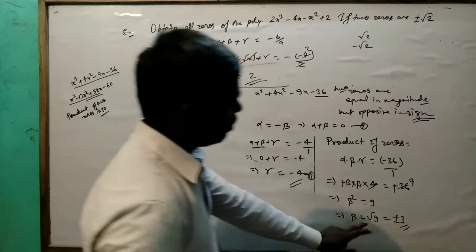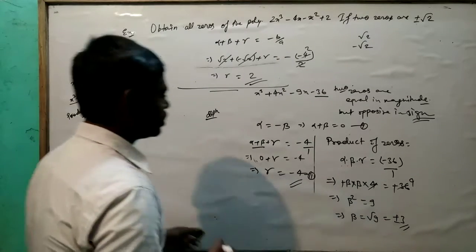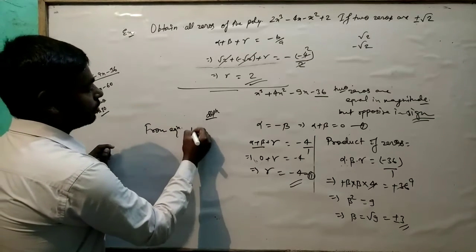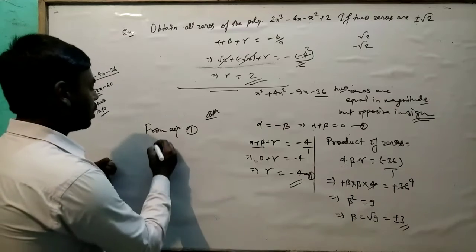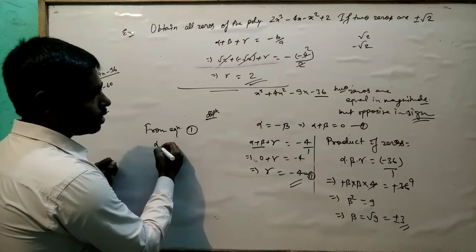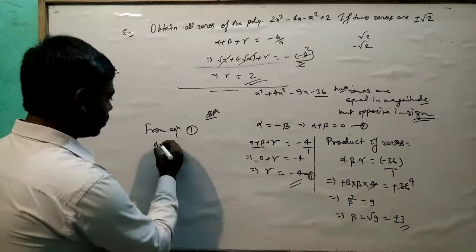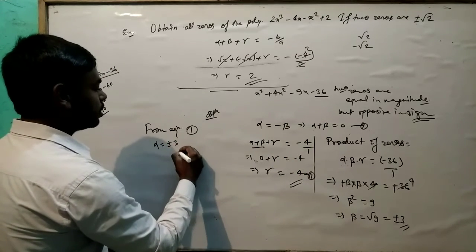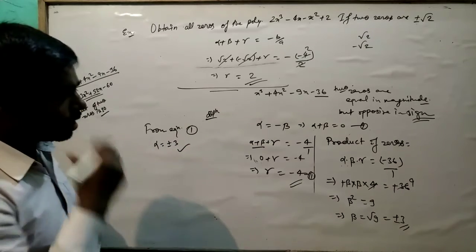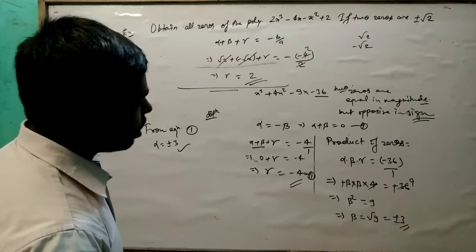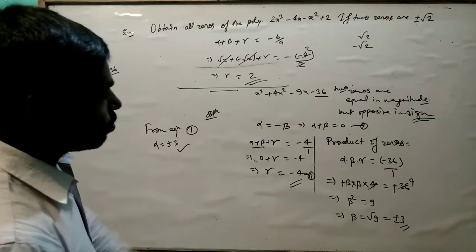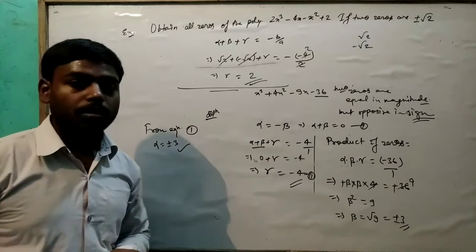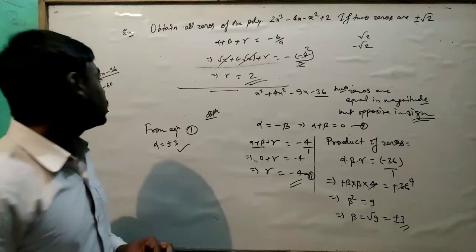When we put the value of beta in equation first, we get alpha is equal to plus minus 3 also. Hence our zeros are minus 4, 3 and minus 3. That is our answer.